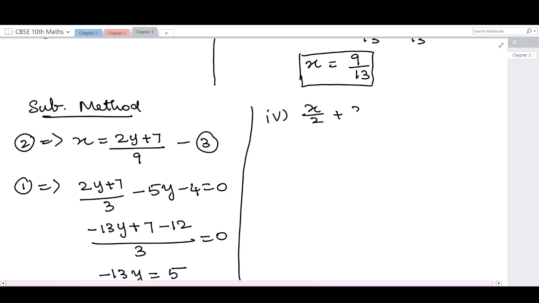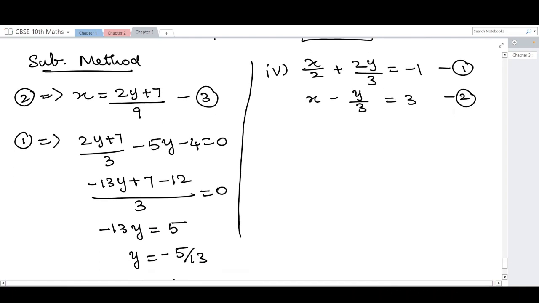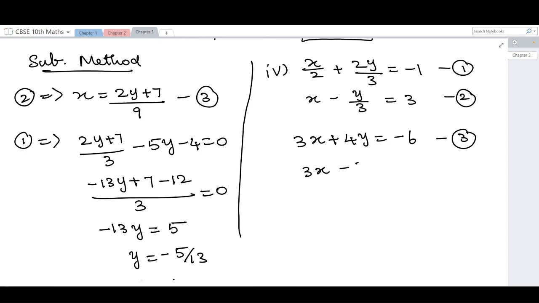x by 2 plus 2y by 3 equal to minus 1. x minus y by 3 equal to 3. First let us rewrite the first equation so that the coefficients will become integers. Let us take the LCM for the first equation. So this equation will become 3x plus 4y equal to minus 6. This is the third equation. Now let us multiply the second equation by 3. So 3x minus y equal to 9. This is the fourth equation.